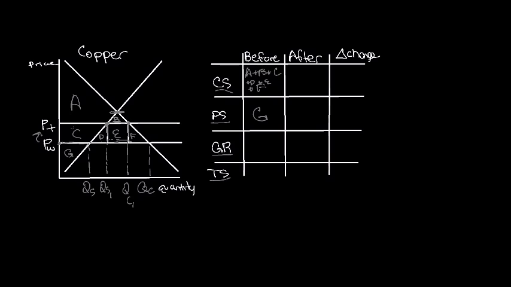At this moment, there is no tax, so the government does not earn any revenue. So not available, there is no revenue. And the total surplus is just consumer surplus plus producer surplus plus the government revenue: A, B, C, D, E, F, and G.